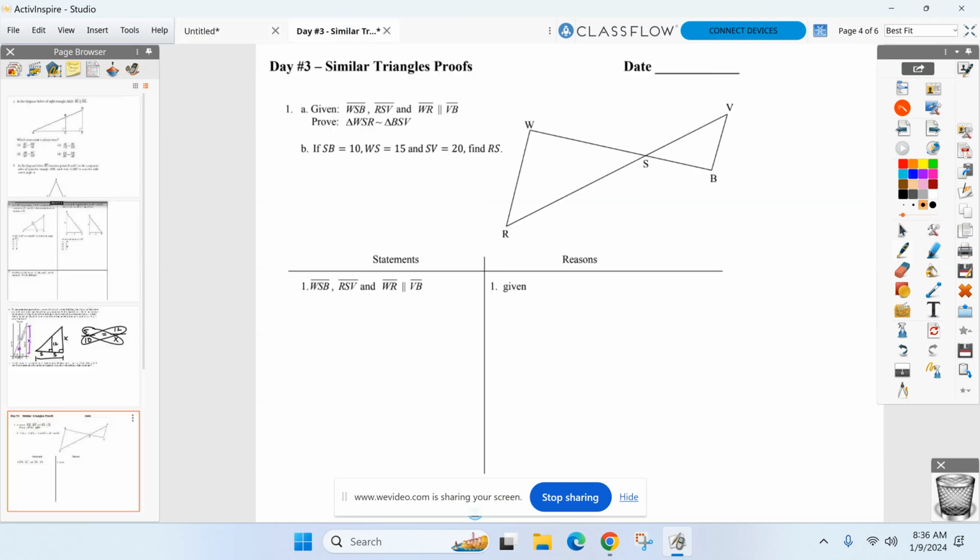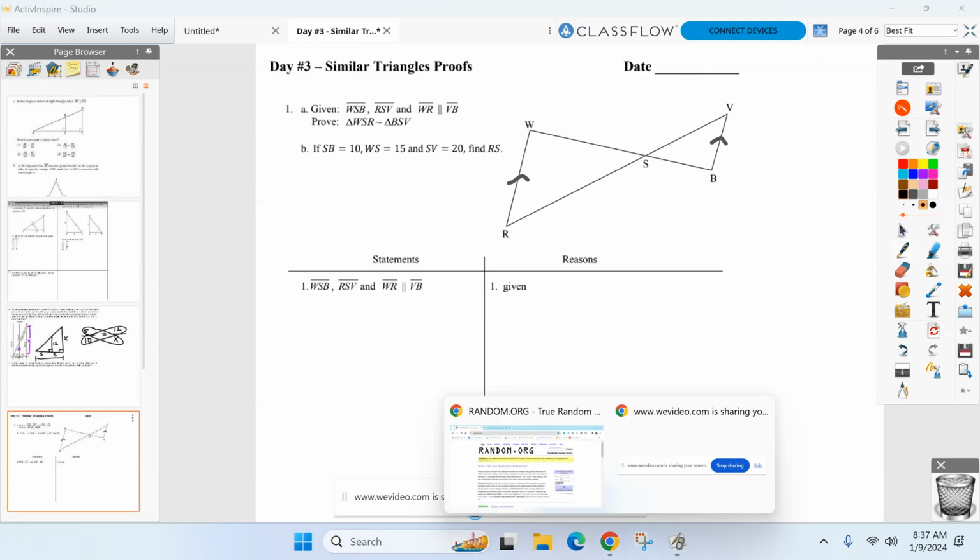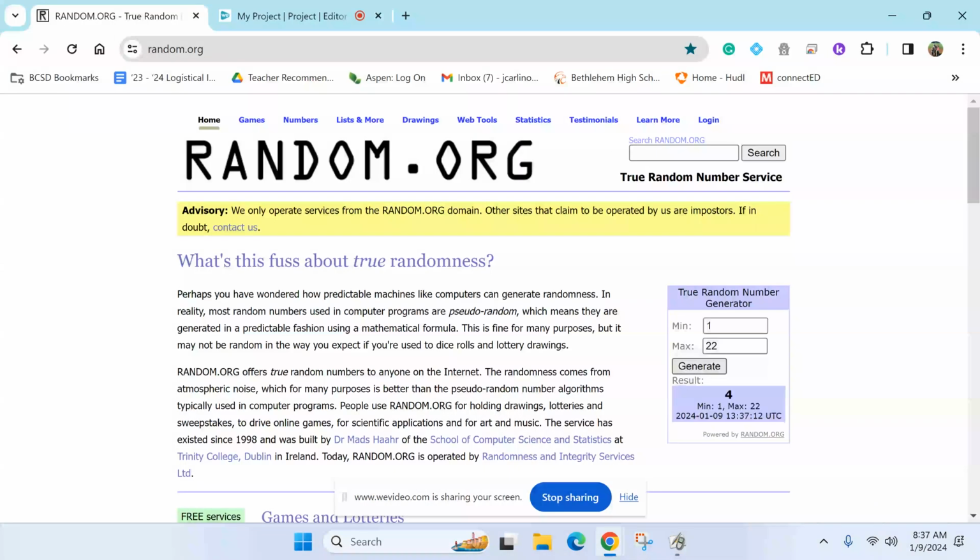So let's start here with number 1. Prove to me these 2 triangles are similar if I give you WR parallel to VB. And it's got to be angle, angle. I don't care about sides. That's all you're searching for right now. Anybody see a pair of angles that are congruent up here for whatever reason? Don't tell me why. Just tell me the angles you want to use.